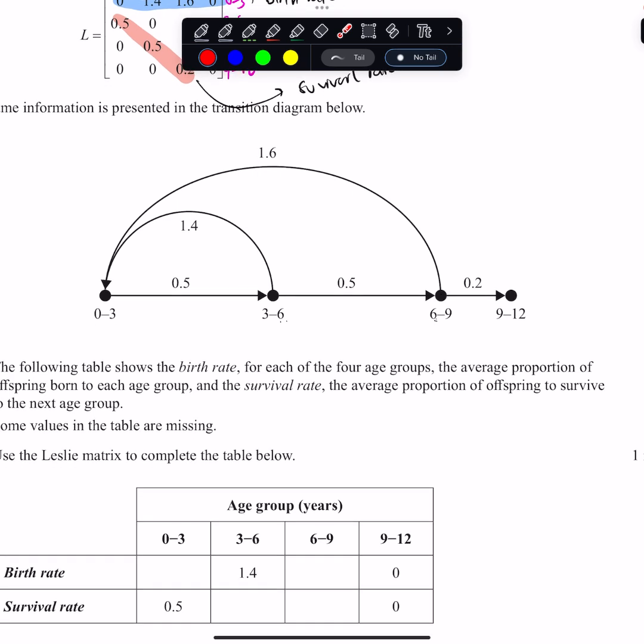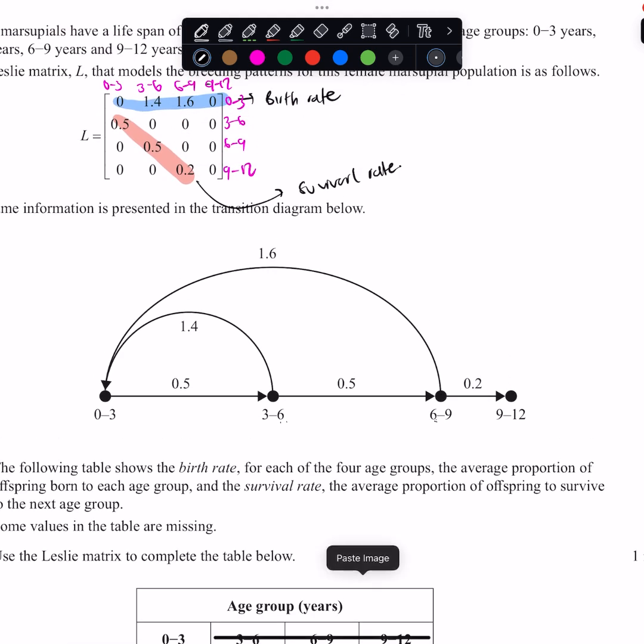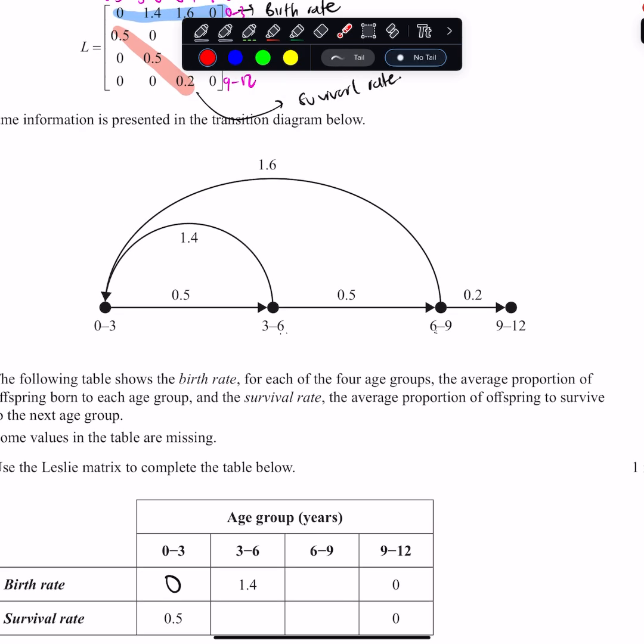Here, the following table shows the birth rate for each of the following age groups: the average population, the offspring born in each group, and the survival rate, the average proportion of offspring to survive to the next age group. Some values in the table are missing. All right, let's do it. The birth rate. I'm missing the 0 to 3 and 6 to 9. Well, 0 to 3 would be 0 because it's this one here.